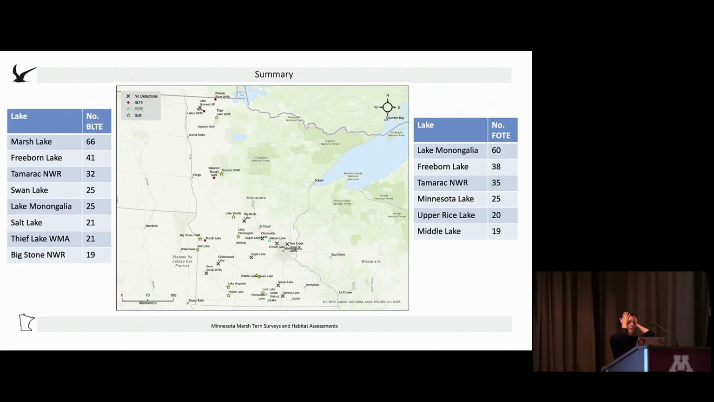So this map is just laying out where we had no detections of either species, which sites had both species present, and the highest number of birds that were documented at which wetlands those occurred at. It might be really hard to see. But you can see there are some similarities. Wetlands that hosted a large number of black terns often had a relatively large number of Forster's terns as well.